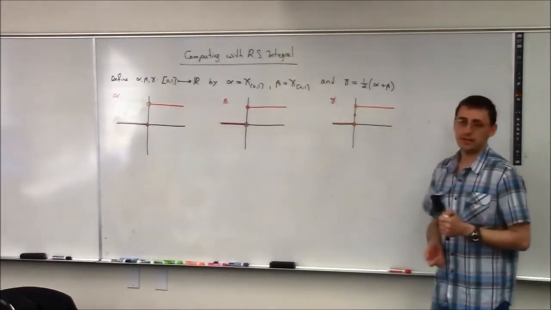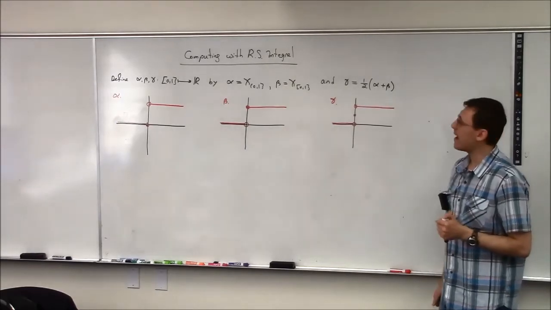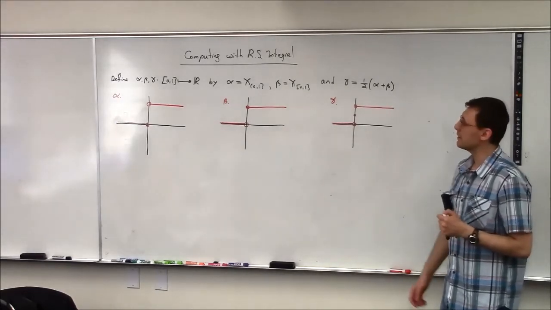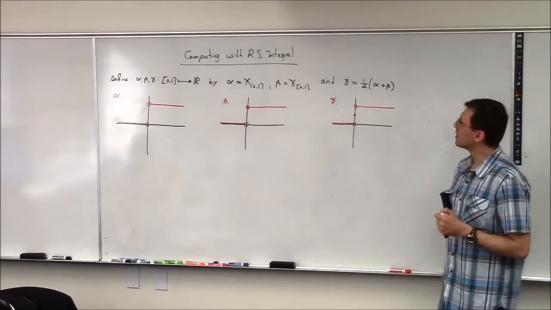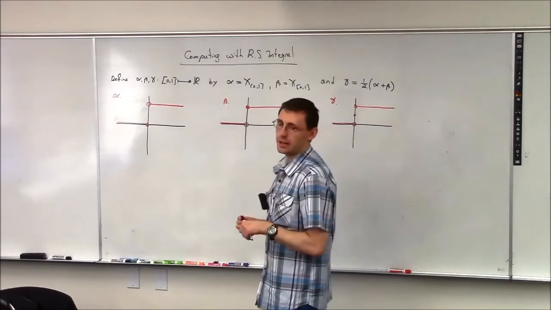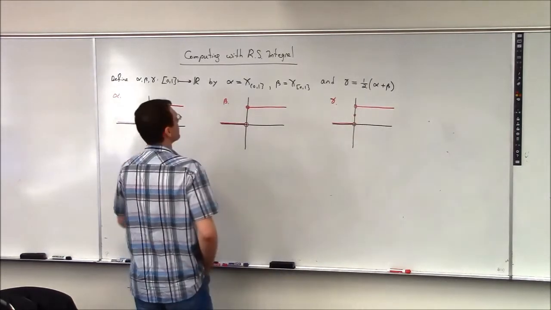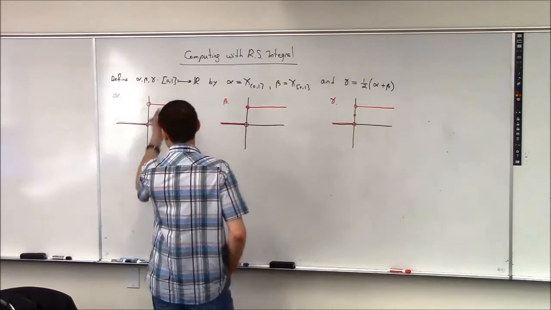Let's just practice a little bit of Riemann-Stieltjes Integral with very basic examples. So we have three increasing functions, alpha, beta, and gamma. So yeah, you have those increasing functions.